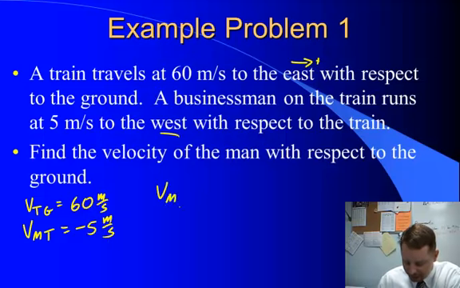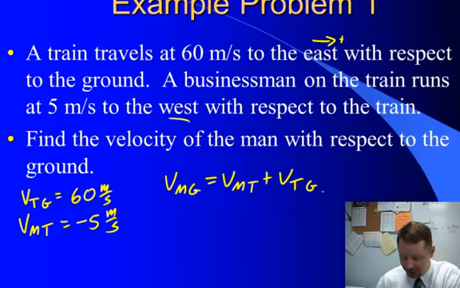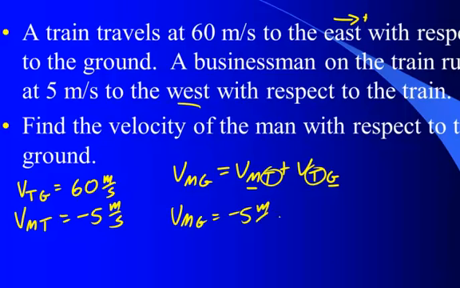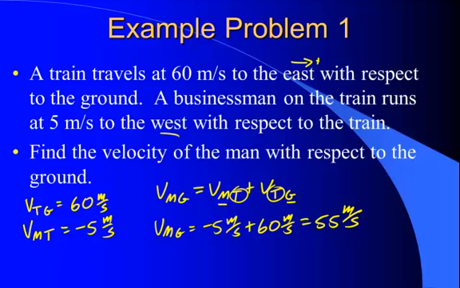Find the velocity of the man with respect to the ground. That must be the velocity of the man with respect to the train plus the velocity of the train with respect to the ground. We've bookended our velocity additions, and in the middle, our intermediates match up. So the velocity of the man with respect to the ground must be negative 5 meters per second plus 60 meters per second, or 55 meters per second. Let's try another one.